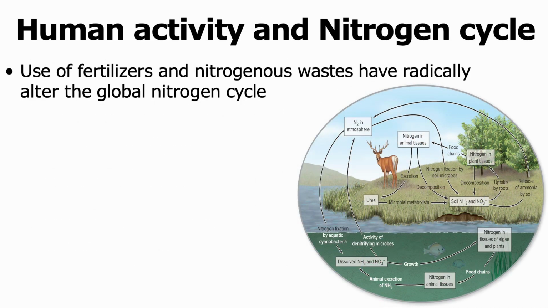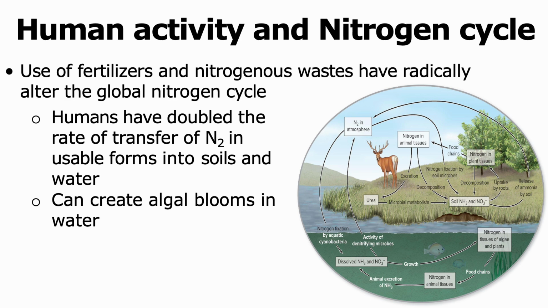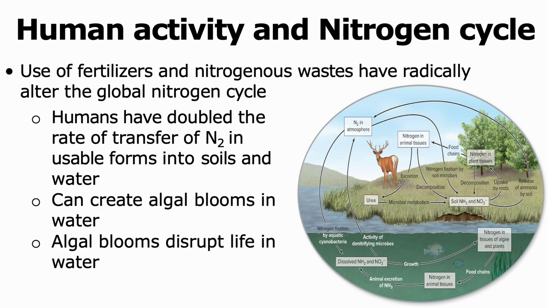The use of fertilizers and nitrogenous wastes by humans have radically altered the global nitrogen cycle. This has resulted in the doubling of the rate of transfer of nitrogen into its usable forms in both soil as well as water. When nitrogen content increases dramatically in water, it usually creates algal blooms. These algal blooms can disrupt life in water by not allowing oxygen to enter into the water, and thereby many organisms in the water die due to lack of oxygen.